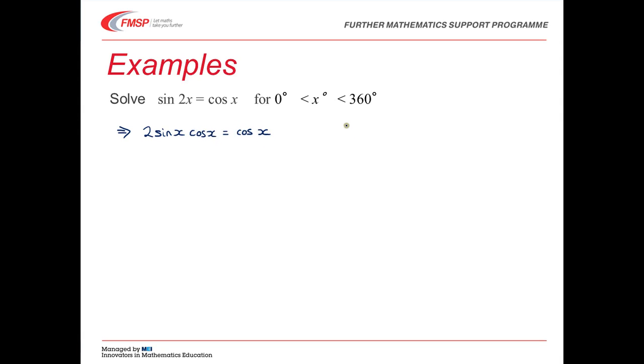Now the really important thing here, don't divide through by cos x. That's because cos x might be 0. And dividing by cos x will mean you'll lose the solution where cos of x is equal to 0. You won't get an impossible situation, but you will lose a solution, and that will lose you marks in the exam. So instead of dividing by cos x, I'm going to subtract cos x from both sides.